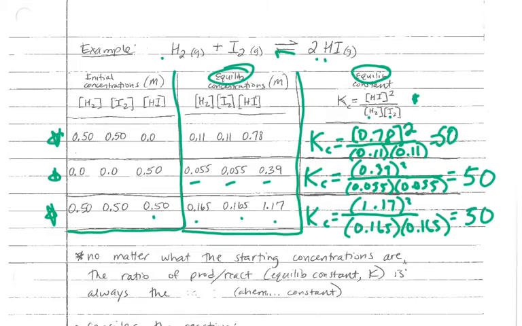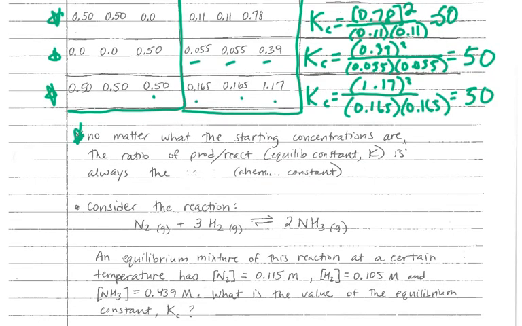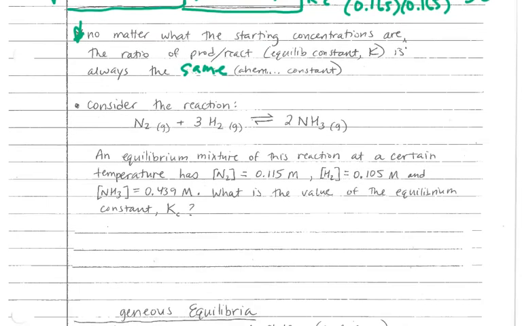Which is why this is called the equilibrium constant, because it's constant. No matter what conditions you start with, no matter what concentrations of reactant and product you start with, at equilibrium, you will always end up with the same ratio, which is what the equilibrium constant represents. So that's what this is saying here. No matter what the starting concentrations are, the ratio of product to reactant, which is the equilibrium constant, is always the same. Constant.